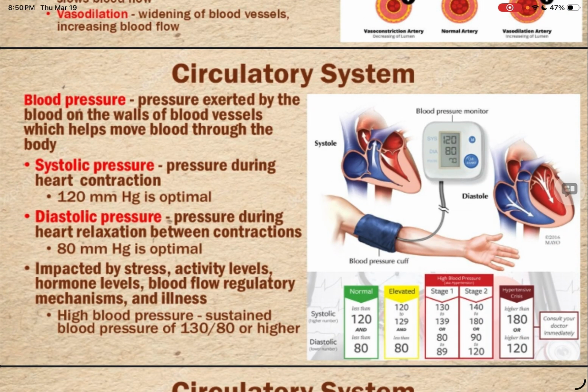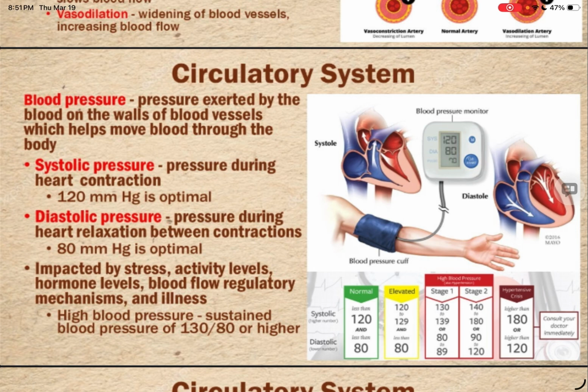Blood pressure is the pressure exerted by the blood on the walls of the blood vessels, which helps move blood through the body. You have your systolic pressure, which is the pressure during a heart contraction. You want this around 120. Then you have your diastolic pressure, which is the pressure during the heart relaxation between contractions. You want this around 80. Your blood pressure can be impacted by stress, activity levels, hormone levels, blood flow regulation mechanisms, and or illness. But high blood pressure is not good for you.